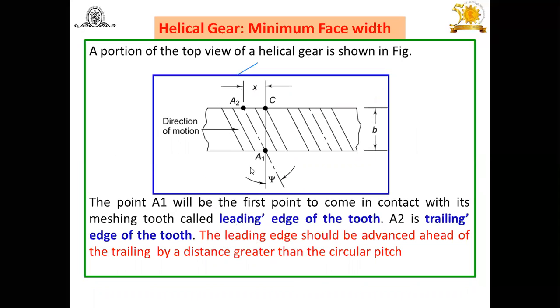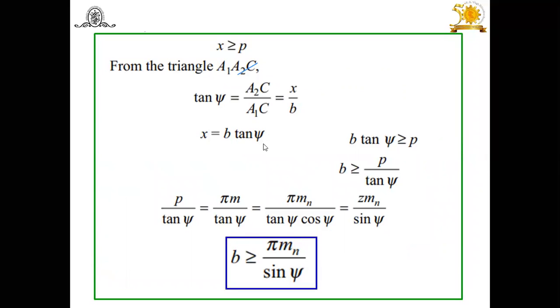helical gears. Then how to find this minimum face width, how to consider the top view, then the leading edge, trailing edge, then the advancement distance for the engagement of the helical pinion with the helical gear. At that time the leading edge should be advanced ahead of the trailing edge by a distance greater than the circular pitch. And then to have a proper contact, the contact ratio should be greater than one, or a minimum of one pair should be in contact. Based on this fundamental, we have derived this expression: b should be greater than pi mn upon sin psi. This is about today's session.